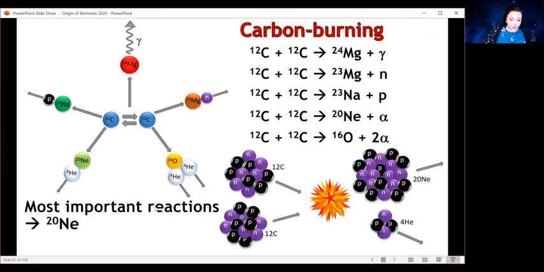The one that seems to happen the most, depending on the conditions expected inside the star, is the one that sticks two carbons together to make a neon and ejects an alpha or helium particle. And you can see that represented here. I've got a carbon-12 here, that's 6 neutrons, 6 protons, and another carbon-12. When you bring them together, you get a neon, which has 10 neutrons and 10 protons, and a helium.